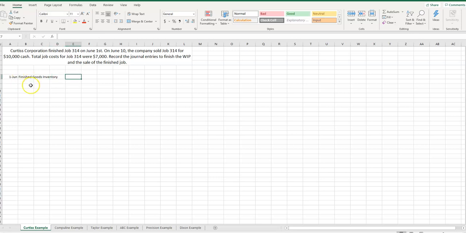And the cost of that job, it tells us, is $7,000. When we move jobs to finished goods inventory, we're moving them out of our work in process inventory. So the credit account is work in process inventory. The second transaction is to record the sale of that job.